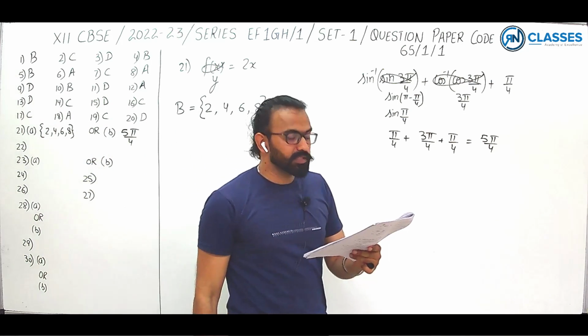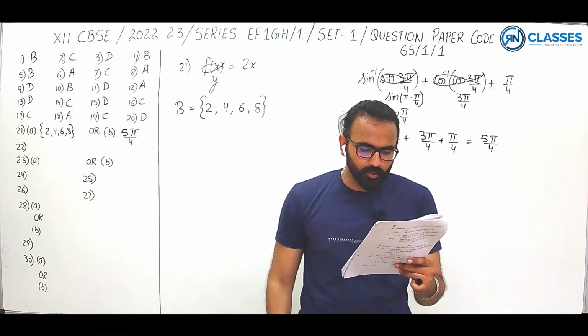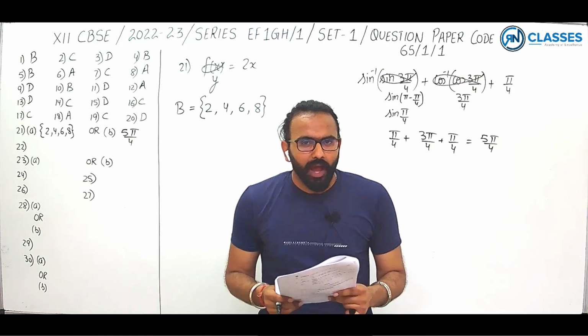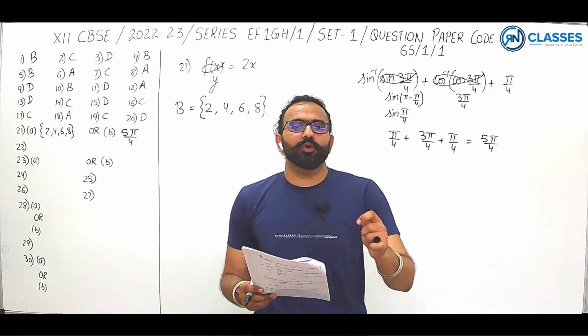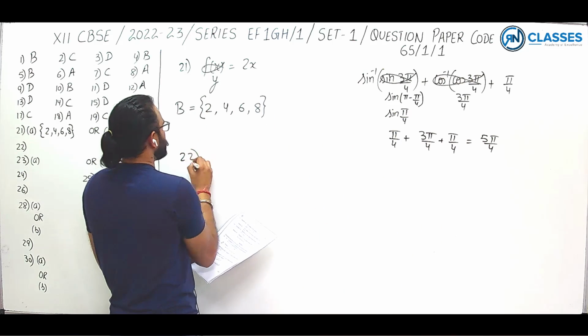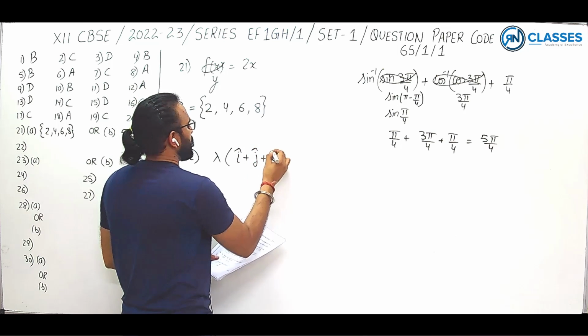Now let us pass on to question number 22. Find all the vectors of magnitude 3 root 3 which are collinear to the given vector. And we know any vector which is collinear to the given vector is lambda times the given vector, which is i cap plus j cap plus k cap.